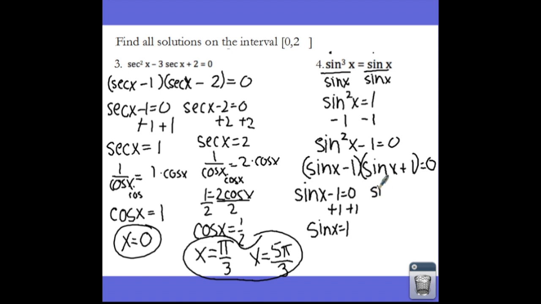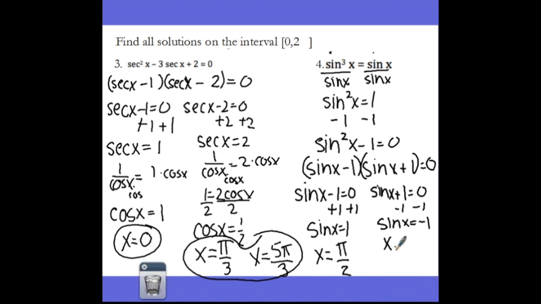So now let's look at sine of x plus 1 equals 0. You'll subtract 1 from both sides, leaving you with sine of x equals negative 1. And let's go back and look at sine of x equals 1. We know that sine of x equals 1 at x equals pi over 2. And now we'll look at sine of x equals negative 1. So sine of x equals negative 1 at x equals negative pi over 2. And those are your 2 solutions for this equation.